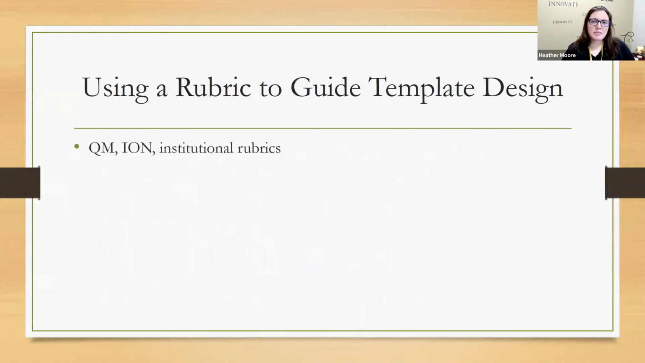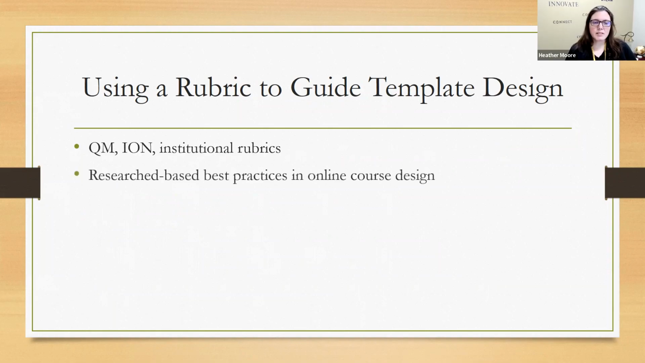So just some of the benefits of using a rubric to guide design. There are a lot of rubrics out there. There's Quality Matters. ION has one. A lot of institutions make their own rubrics. A lot of those are based on QM, but they all contain best practices in online course design. So when you're using a rubric to design a template, it helps ensure that courses are designed effectively from the beginning.